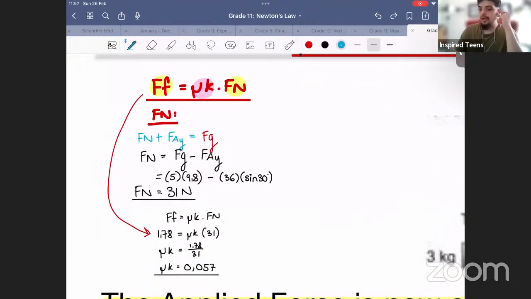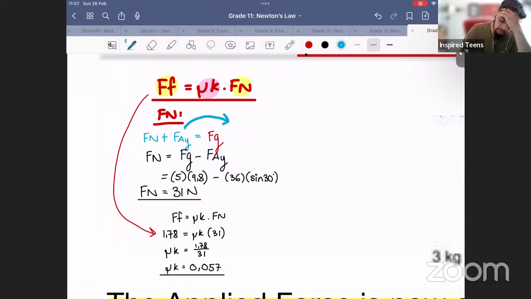You did Fy minus Fg, not Fg minus Fy. That's incorrect because Fn plus Fay is equal to Fg, and you need to take this guy over, and you get that. So that's incorrect. That's why you're getting negative.